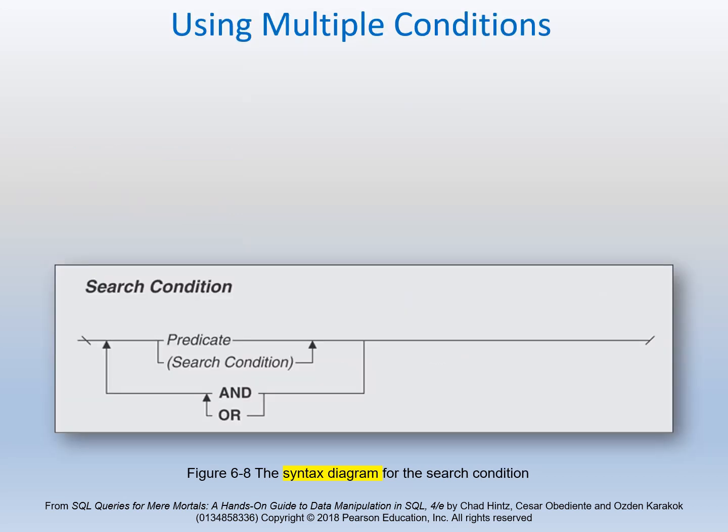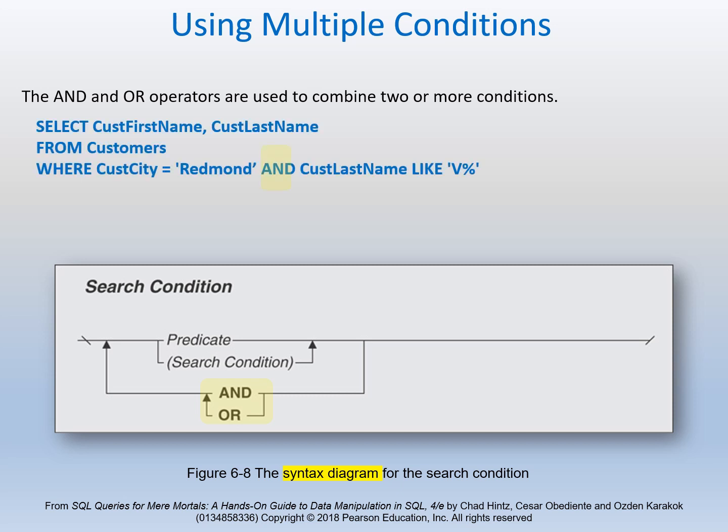Thus far, the where clause examples consisted of one condition, but we can have multiple conditions in the where clause by using the and or the or operator. For example, select customer first name, customer last name from customers where customer city equals Redmond and customer last name like 'V%'. This would return all the customers whose last names start with the letter V who live in Redmond.